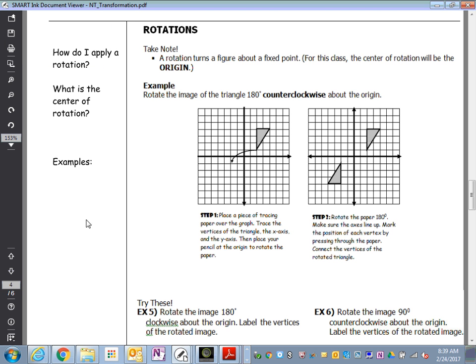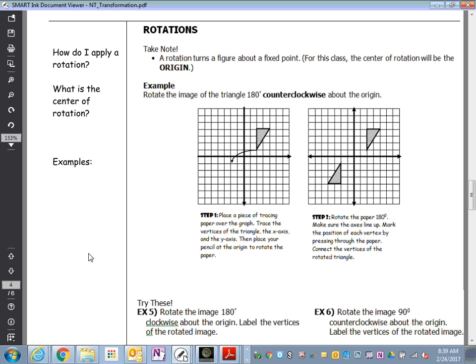All right. So let's talk about rotations. They can be the most difficult because the orientation of a rotation tends to change. It's not like a slide where it's facing the same direction, or a reflection, which is exactly a mirror image of the opposite. The actual vertexes, the points, will change which way they are going. Okay? So it says a rotation turns a figure about a fixed point.